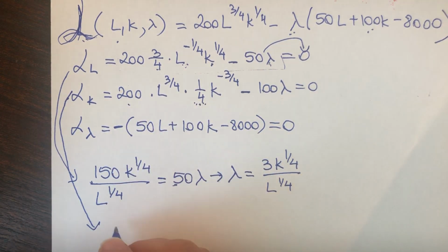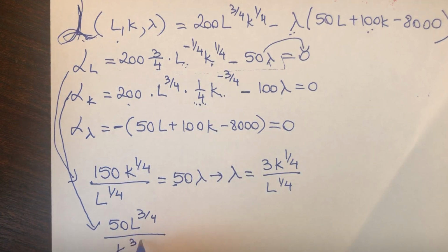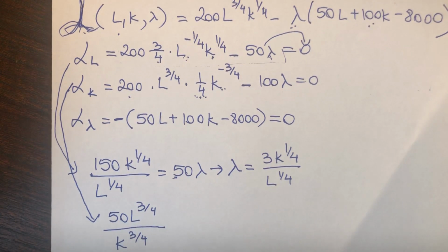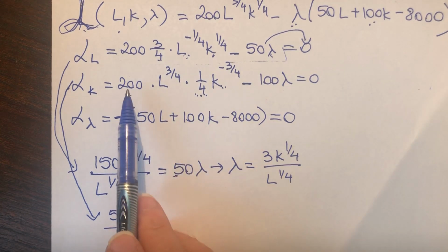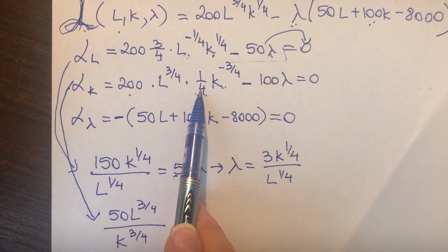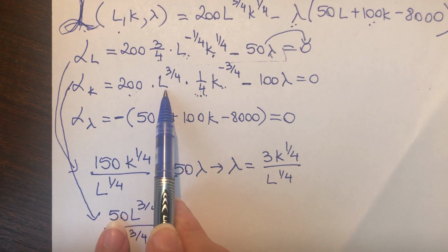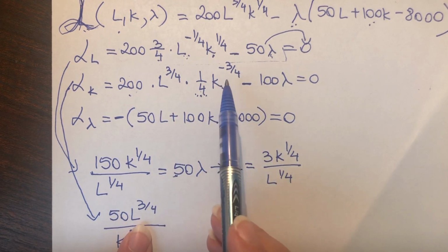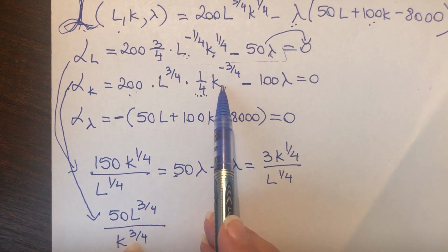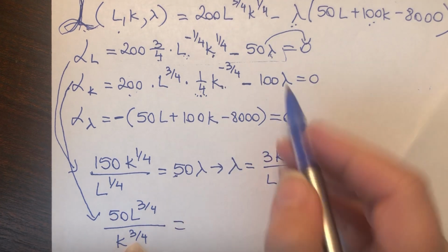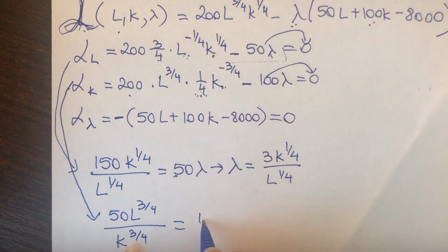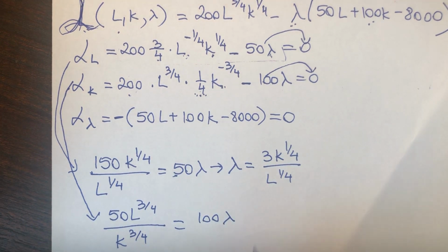So 200 times 1/4, that's 50. L to the 3/4 over, this K has a negative 3/4, so I'll throw it on the bottom. So one more time, 200 times 1/4 gives me the 50. The L to the 3/4 stays at the top, and this K to the negative 3/4 moves to the bottom. And that's going to equal what? 100 lambda.